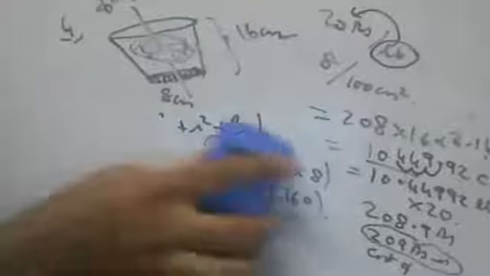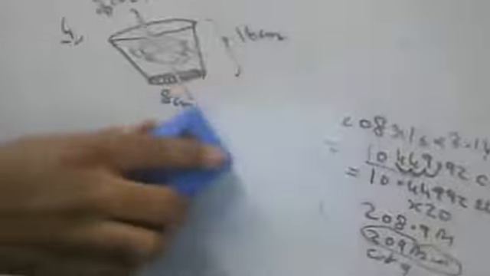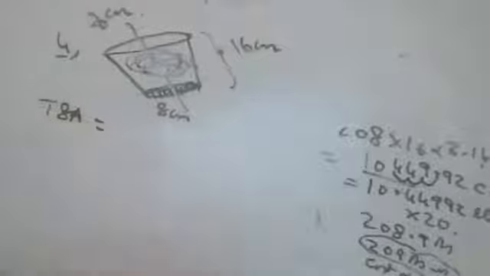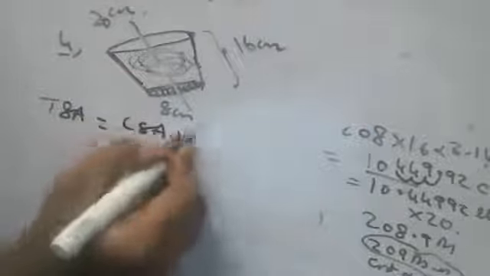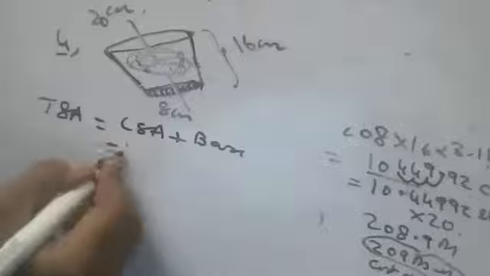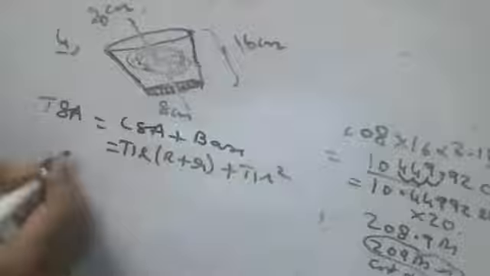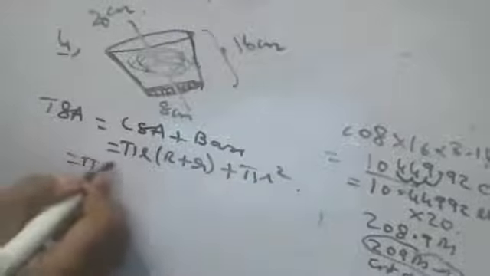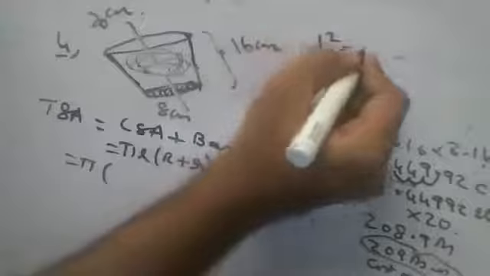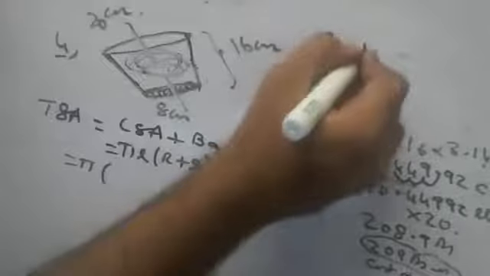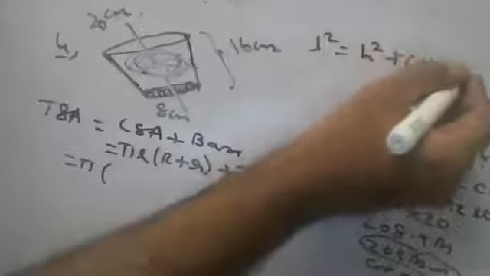Now let's do TSA. Please copy now. TSA means the CSA plus base. CSA is pi L into big R plus small r, plus pi small r square. If you take pi common, we have to find the slant height. Slant height L square is equal to h square plus big R minus small r, whole square.